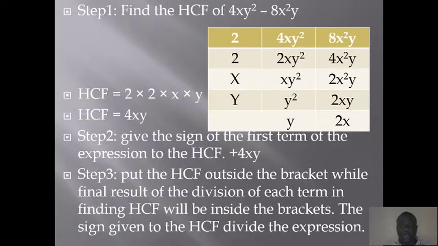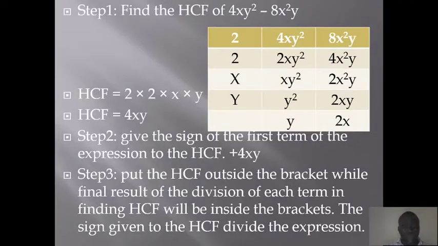So we'll stop there and multiply the numbers which we obtain at this side, which is 2, 2, x, y. So we have the HCF equals 2 times 2 times x times y. When you multiply 2 and 2, you have 4. Multiply it with x, you have 4x. Multiply it with y, you have 4xy.